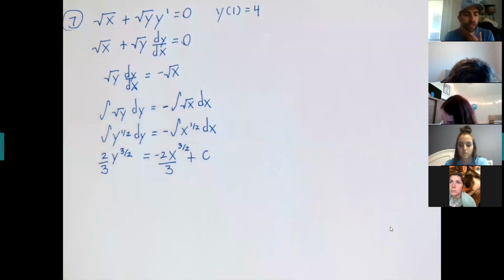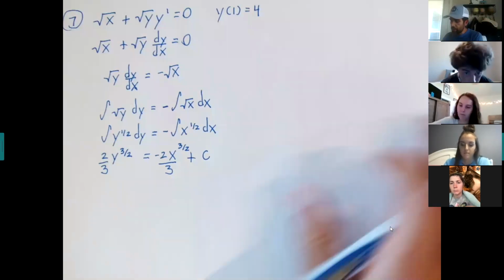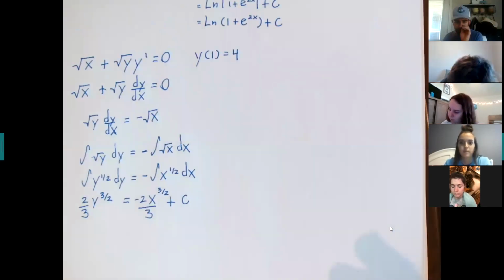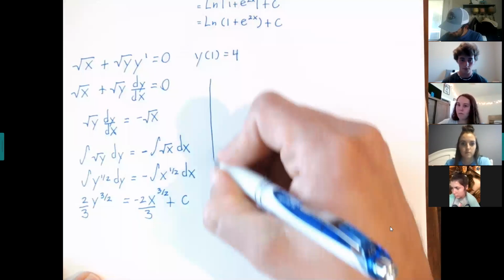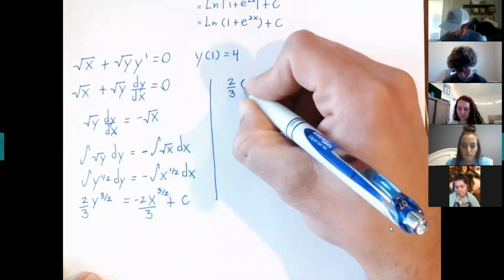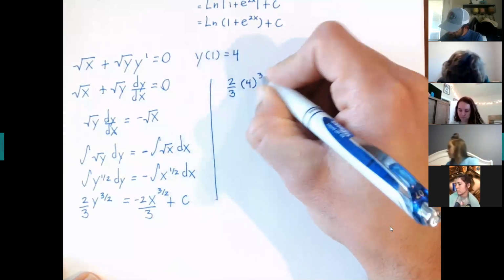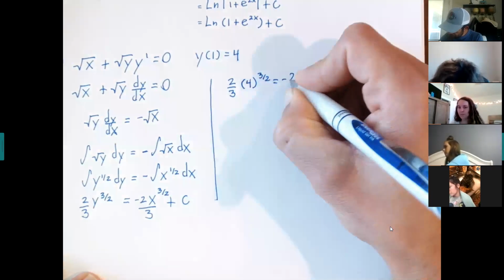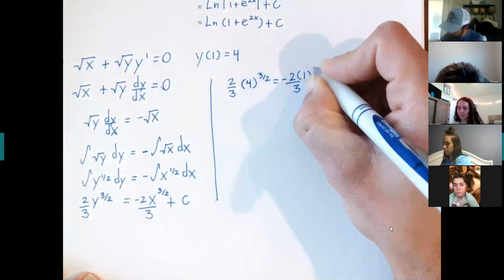Now, probably the next part is going to be the funky part. We're going to have to solve for y eventually, but before I do that, I'm going to plug in the 1 and the 4. So we have 2/3 times 4 to the 3/2 is equal to negative 2/3 times 1 to the 3/2 plus C. Okay.